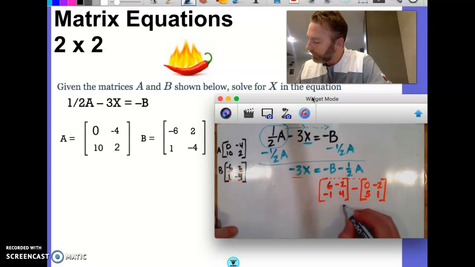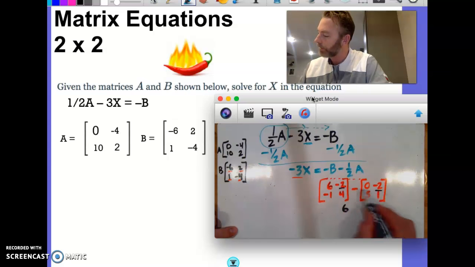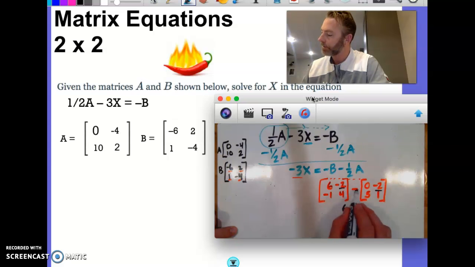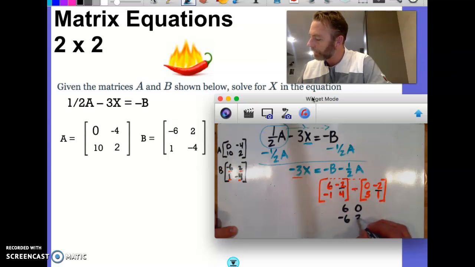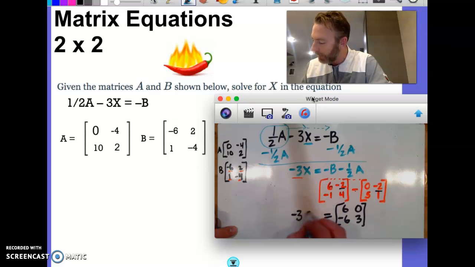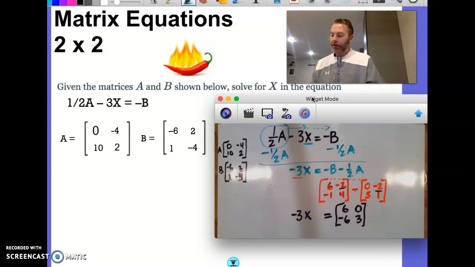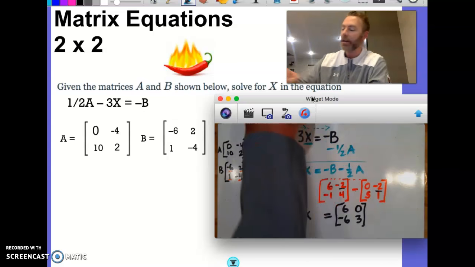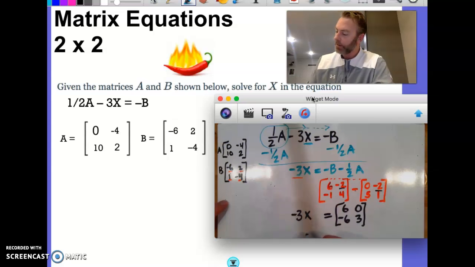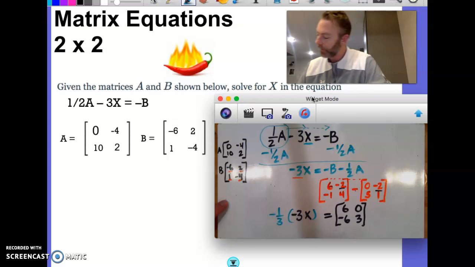6 minus 0, that's 6, -2, minus a -2. So plus, that's 0. Then -1 minus 5, that's -6. 4 minus 1 is 3. Okay, so that's equal to -3 times matrix X. Now, if this was an equation and this wasn't a matrix, I'd just divide both sides by -3, but it's not. So instead, what I'm going to do is I'm going to multiply both sides by the inverse of this. So the inverse of this is -1/3.